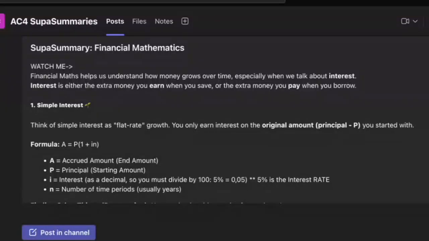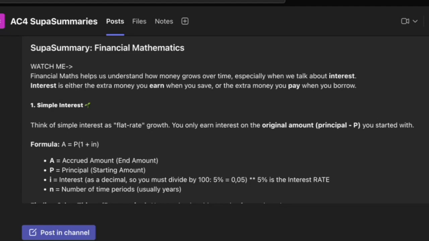Hello, grade 9s. This is a super summary on financial mathematics, which helps us understand how money grows over time. And this happens because of something called interest, which is the extra money that you earn if you are investing, or the extra money that you pay if you are borrowing.